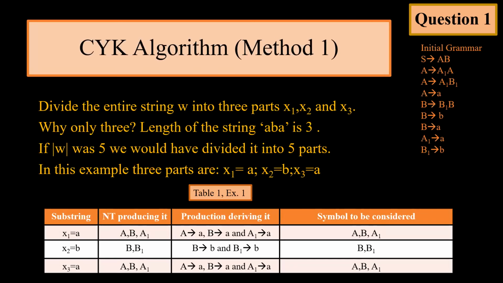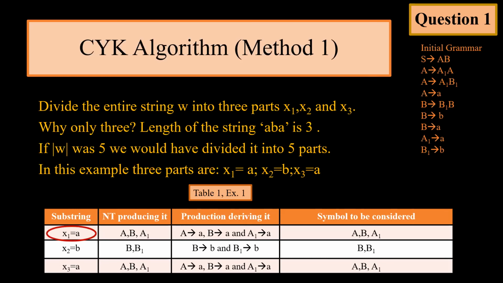The first method says that we need to divide the entire string into n parts. In this case, we are dividing the entire string W into three parts, x1, x2 and x3, because the length of the string is 3: A, B, A. If the length of the string was 5, we would have divided this into 5 parts. Now we will consider the first character of the string as x1, the second as x2 and the third as x3.